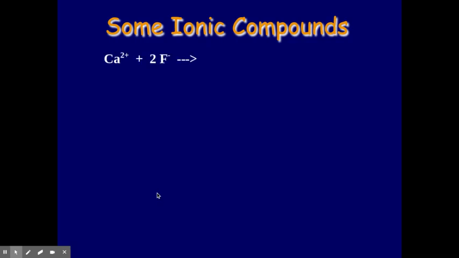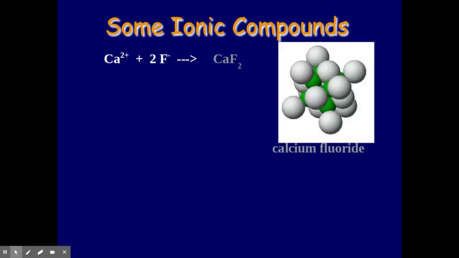Okay, so some ionic compounds. Now we said that the charges have to balance. So here, calcium has 2 electrons to lose, but fluorine only wants 1 electron. So it's going to take 2 fluorides to bond with that calcium. The result would be calcium fluoride. So for every 1 calcium, you'll have 2 fluorides bonded to it. Okay, so that should hopefully make sense to you.